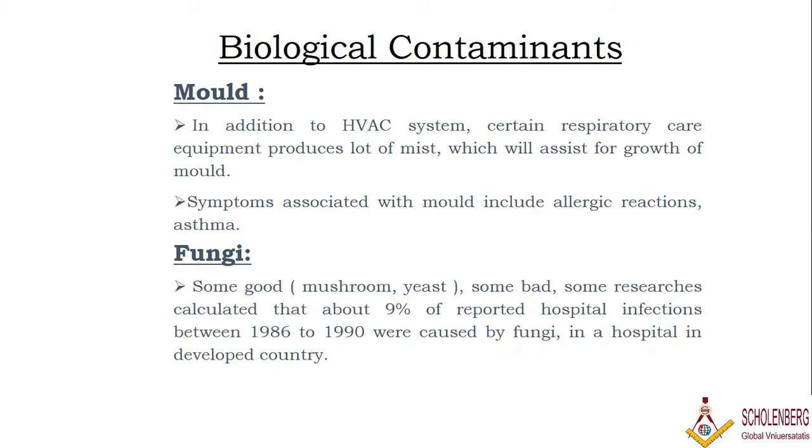Now, biological contaminants include mold. For example, in any hospital, there will be a lot of respiratory care equipment. They produce a lot of mist, so that means there will be mold growth. Many times, if you don't maintain proper humidity inside the hospital, you can see fungal growth on the walls themselves.